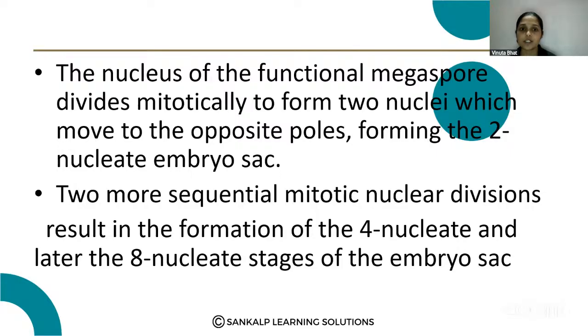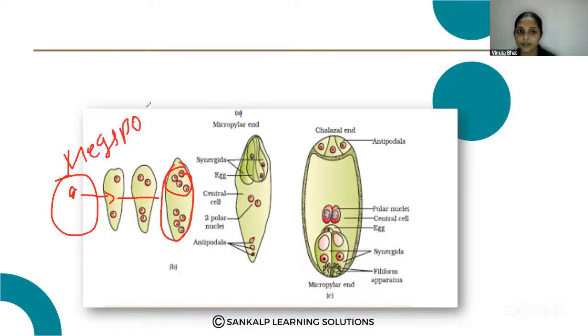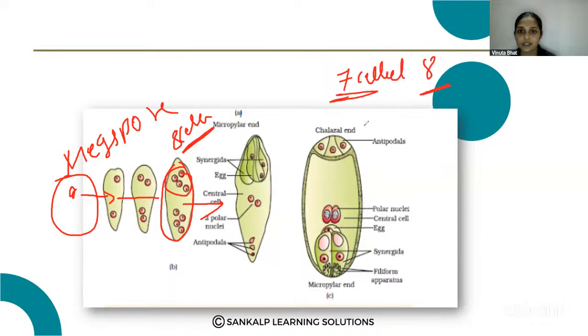Here the functional megaspore undergoes mitotic division continuously and forms the 8-celled stage. After the 8-celled stage, an arrangement of the cells takes place that forms the mature embryo sac. This mature embryo sac is called the 7-celled and 8-nucleate stage.